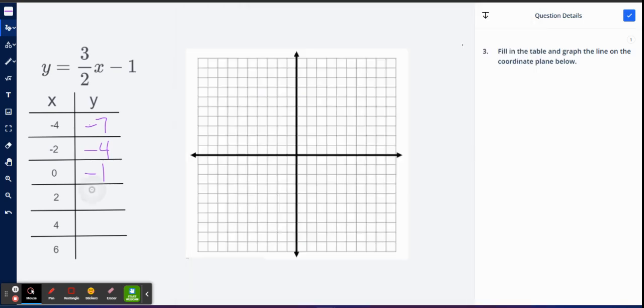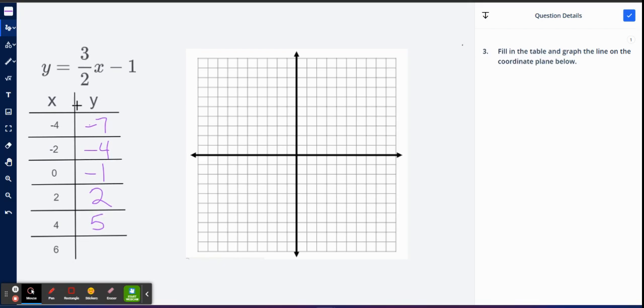Yep, 2. So unlike the last one, where these were the same and you just changed the signs, this -1 messes things up. So it's not always going to be the same y value for the negatives and the positive versions of it, just changing the sign. So you have to be careful. It's good to double check with the calculator. 3/2 times 4, I know that off the top of my head, is 6. 6 minus 1 is 5.